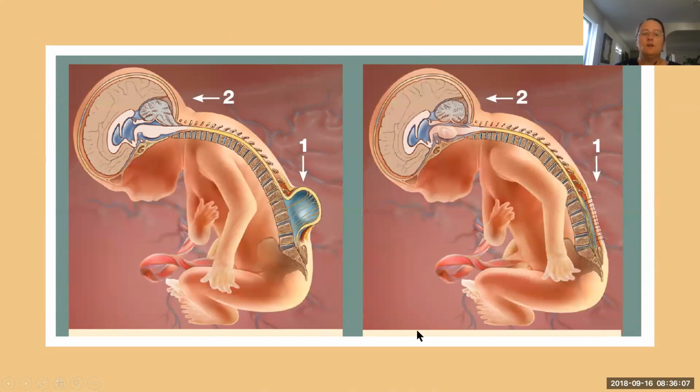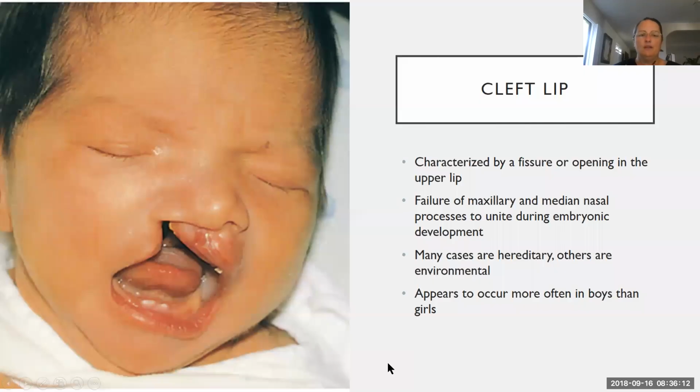The next defect that we're going to be looking at is cleft lip. Cleft lip is a very common defect that we see. Most of the time, if women have had prenatal care and have had ultrasound, we will see this diagnosed early on. Sometimes it's hereditary. Sometimes there are environmental factors like exposure to teratogens, things like pesticides. And it appears to happen more often in boys than girls.